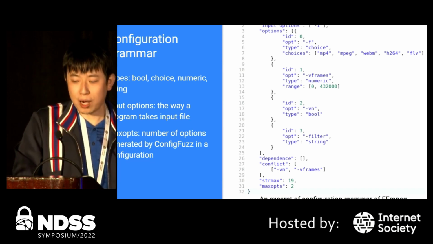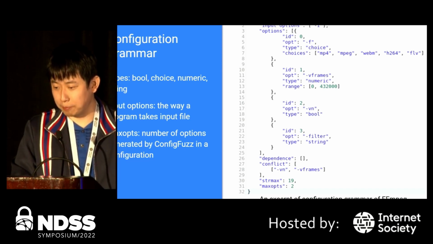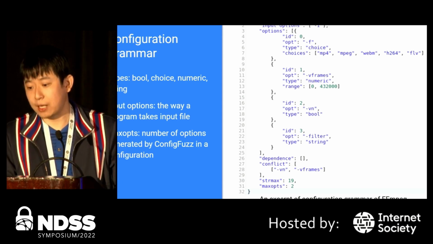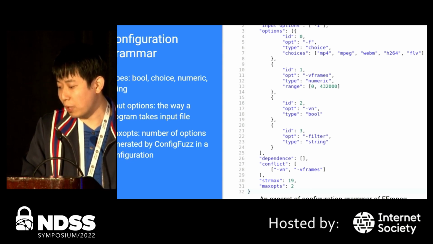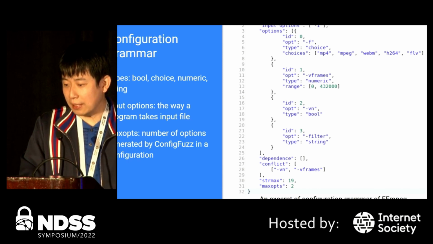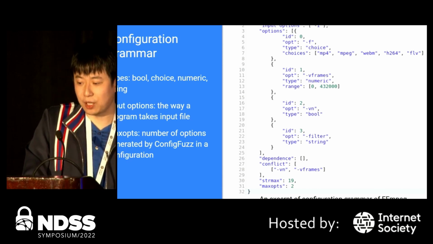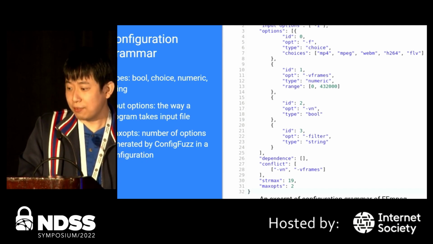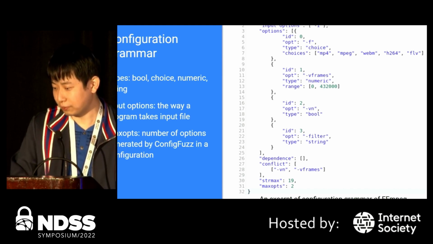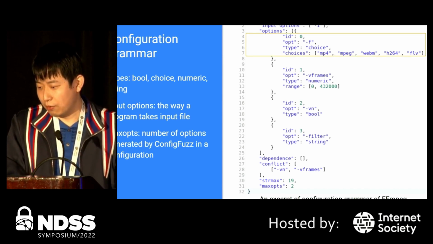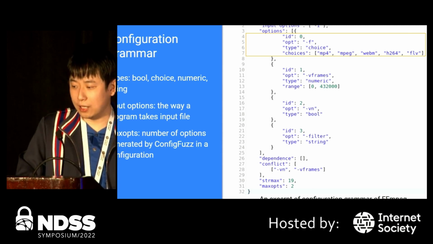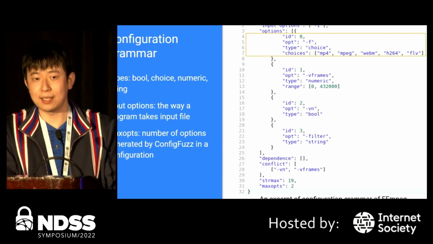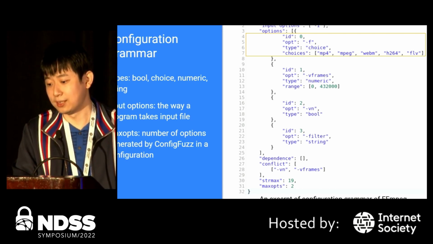So the configuration grammar tells us how to encode configurations into the expanded input. On the right is an example configuration grammar from the program FFmpeg. Firstly, in the grammar, we identified 4 types of command line options. Different types of options will be encoded differently into the configuration stub. For example, the -f option in FFmpeg is a choice option, where when we specify -f, we need to follow it with a setting that is a choice from a list.